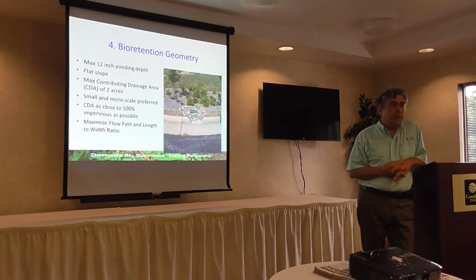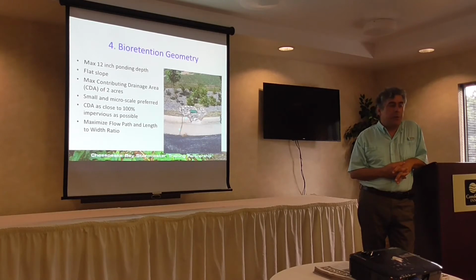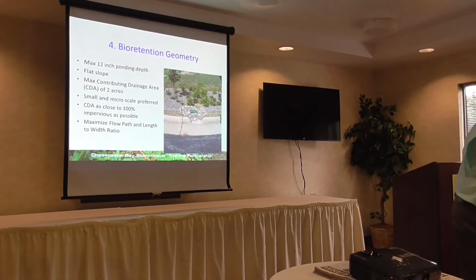Pennsylvania manual. You want the contributing drainage area, or CDA, to be as 100% impervious as possible. And why is that? Well, when it's not pavement, it's what? Grass. And if it's grass, it usually means it's not all going to take. And so if it's a source of sediment to our bioretention area, that will cause its premature failure. We also want to look at things like, just like we would in a pond, flow paths and length to width ratios. And I'll show you a few photos of what they look like.